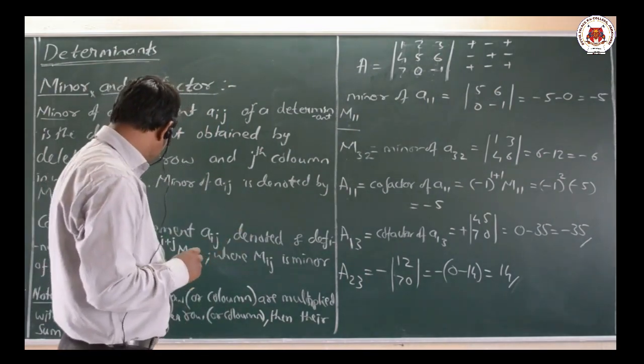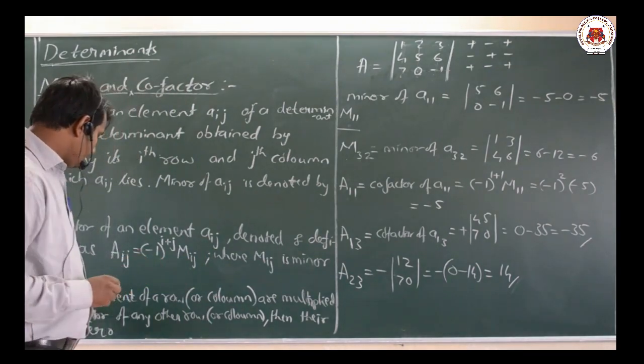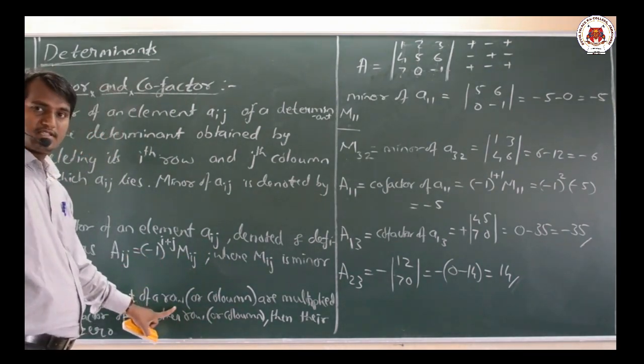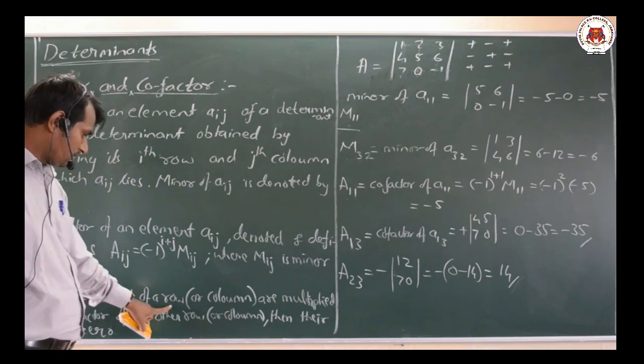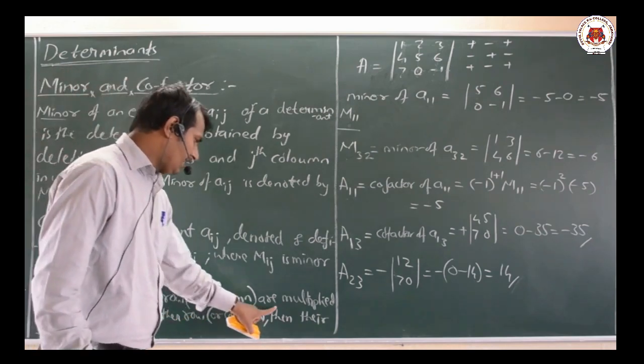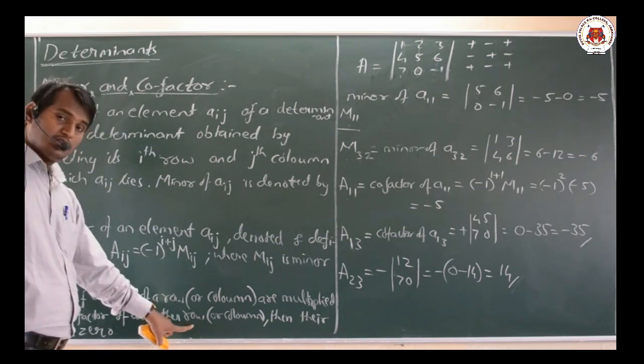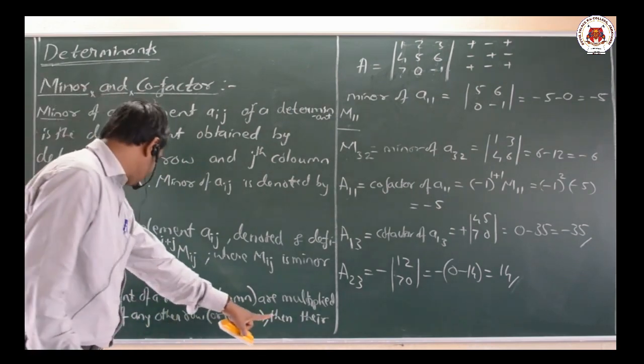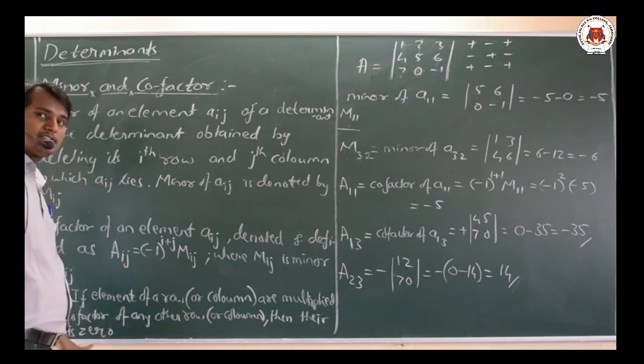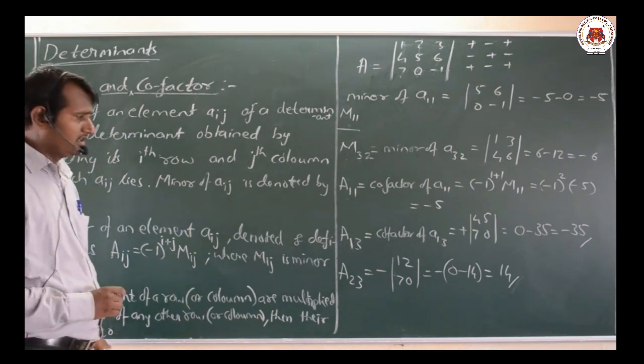And one more thing, that is a very important topic here. This is an important note: if the elements of a row or column are multiplied with the cofactor of any other row, then their sum is 0. What do you mean by this particular note here?